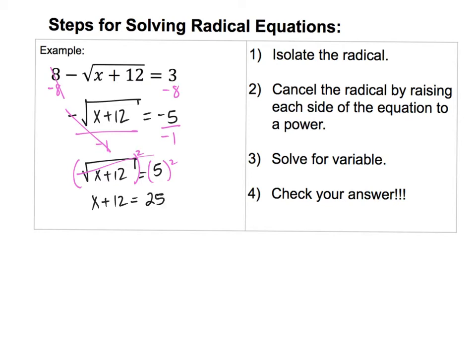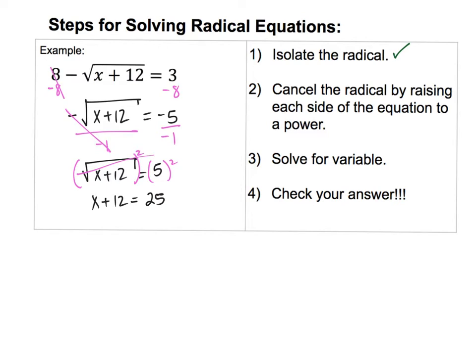Notice how we got the root by itself. And on this step, when the root was by itself, I had to cancel out the radical by raising each side of the equation to a power. Well, that power was 2. To cancel out this root, I needed a second power. If it was the third root, or the cube root, I would use the third power to cancel it out. If it was the 100th root, I would use the 100th power. Whatever root it is, that's the power you're going to use.